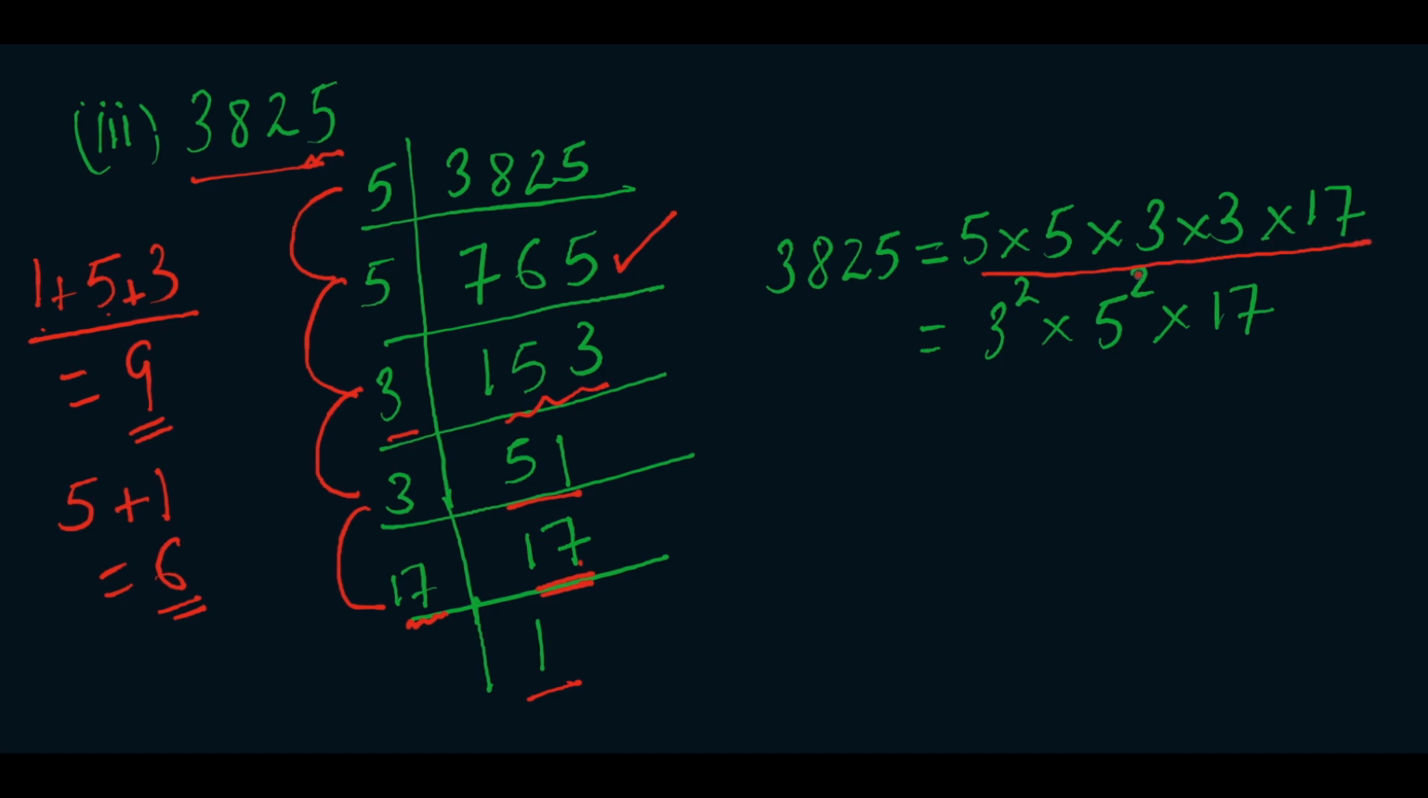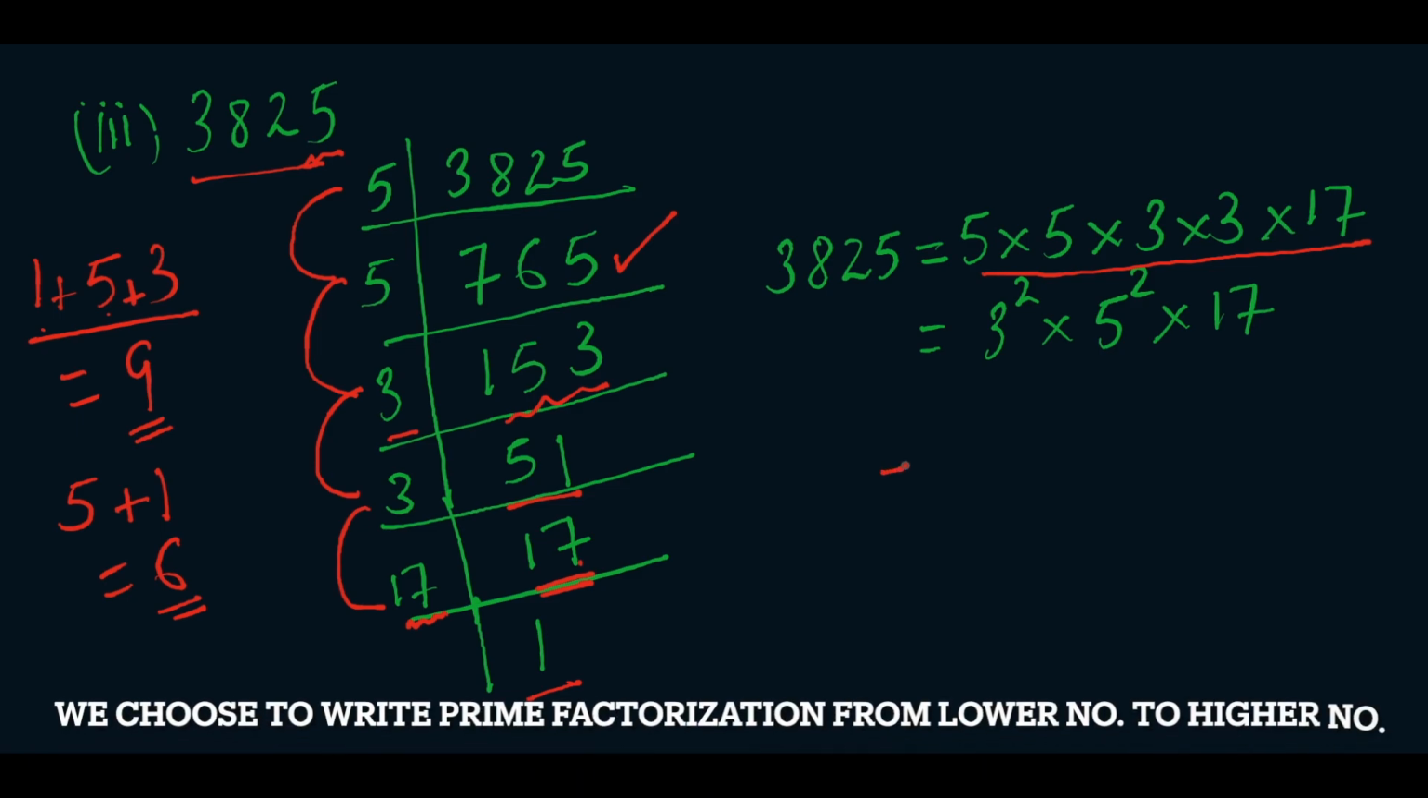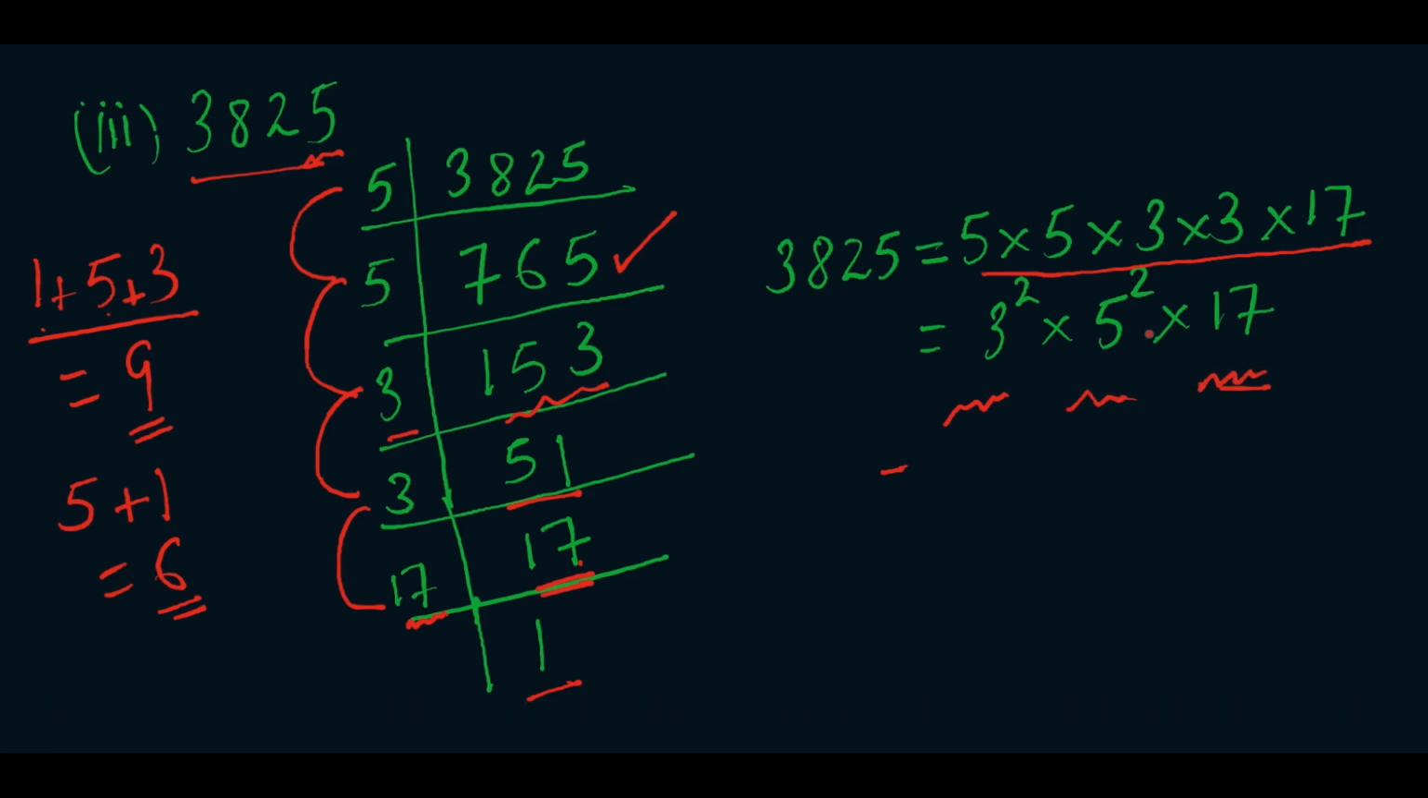So this is our prime factorization. You can write the multiplication in any other form. What we choose is to go from small prime numbers to big prime numbers. So we write it in the form of 3 square multiplied by 5 square multiplied by 17.